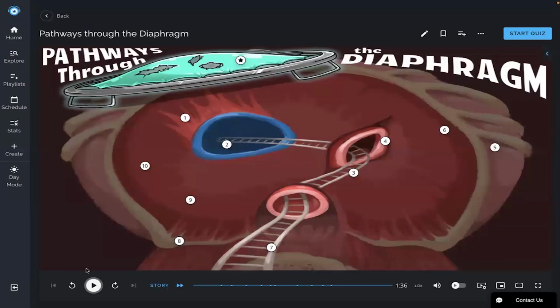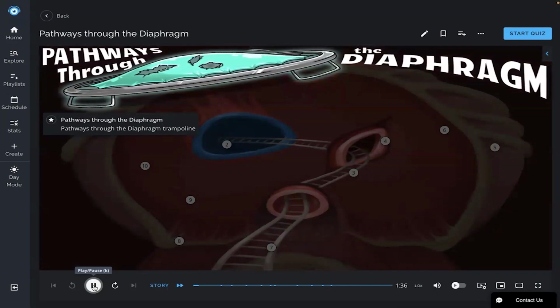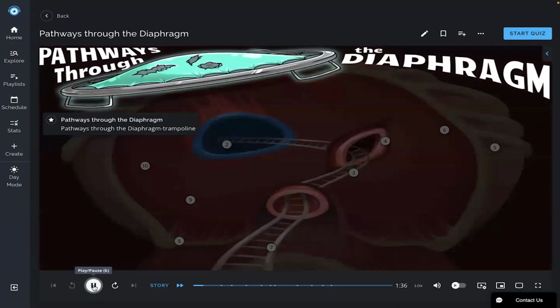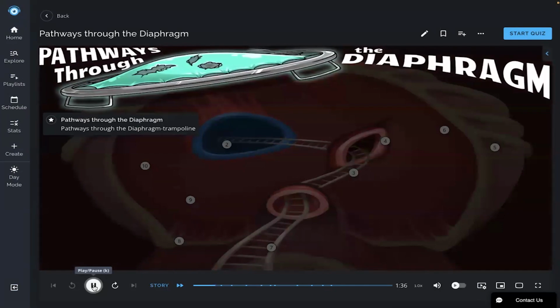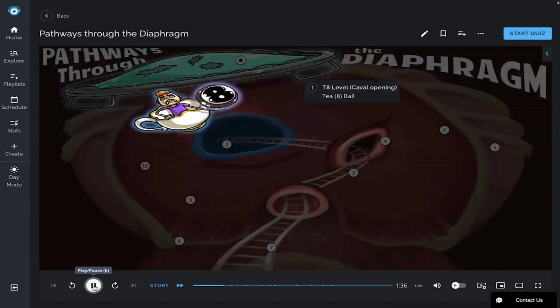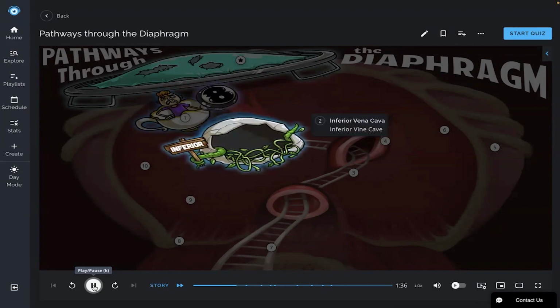Use this Picmonic to help you remember the pathways through the diaphragm, starting with the image of the pathways through the diaphragm trampoline. There are a number of openings in the diaphragm through which structures pass between the thorax and the abdomen, which are commonly tested. At the T8 level, there is the caval opening, shown here as the T8 ball, where the inferior vena cava passes through the diaphragm. This is represented by the inferior vine cave below the diaphragm trampoline.